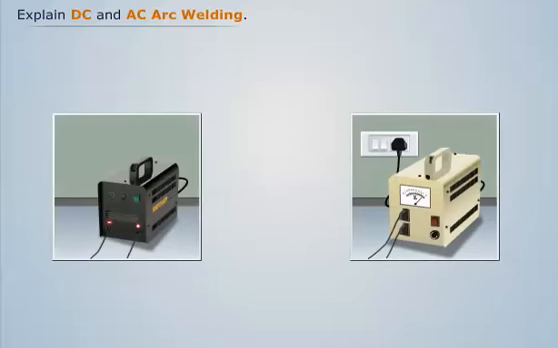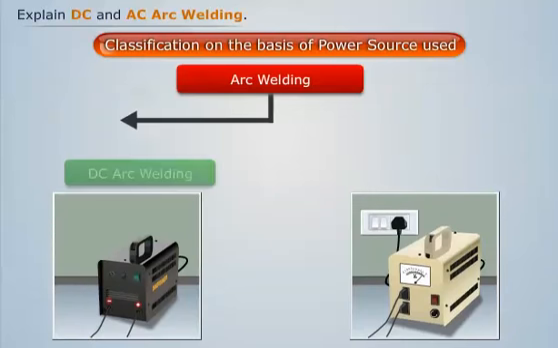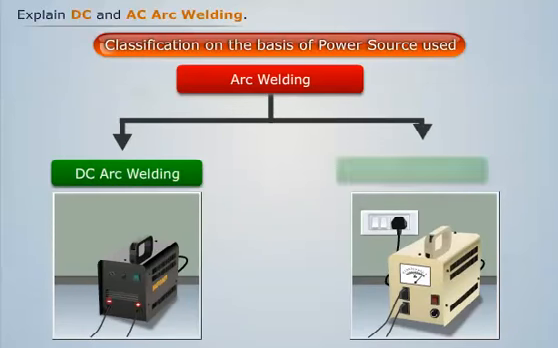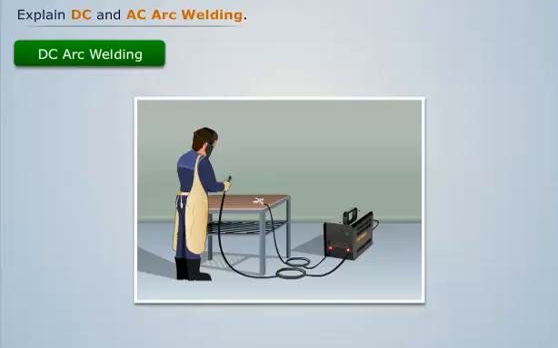On the basis of the power source used, arc welding can be classified as DC arc welding and AC arc welding. Let's first discuss DC arc welding.